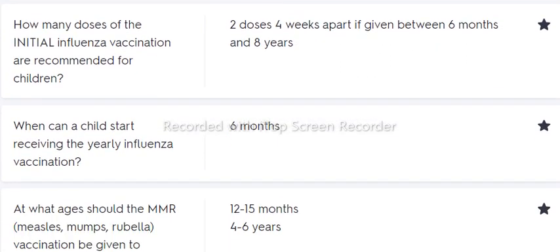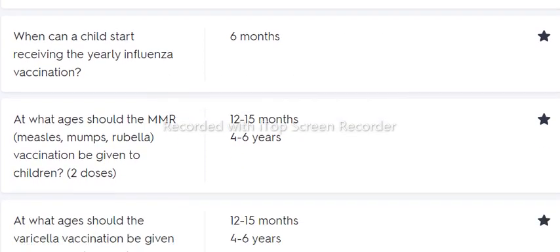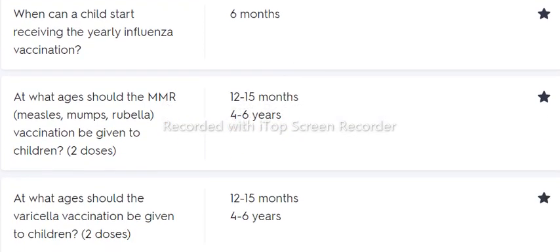How many doses of the initial influenza vaccination are recommended for children? 2 doses 4 weeks apart if given between 6 months and 8 years. When can a child start receiving the yearly influenza vaccination? 6 months.